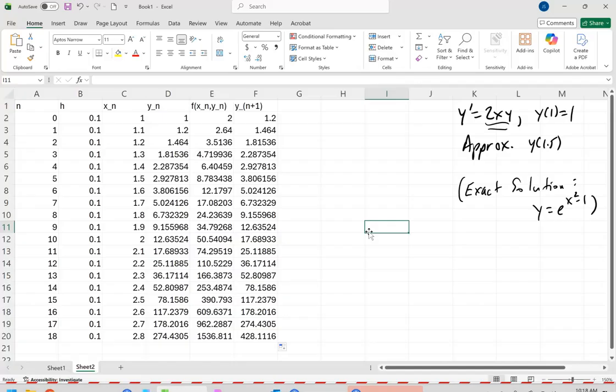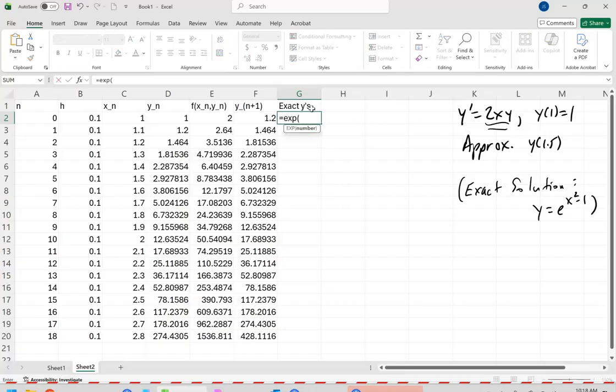One of the reasons why we figured out the exact solution in this case is so that we can compare, right? So here, I'll just label it as exact y's. Okay. This is going to be e of, well, you can't just use E. You have to use the built-in EXP function. I want e of the x squared minus 1, like that. So I did an EXP of C2 squared minus 1.